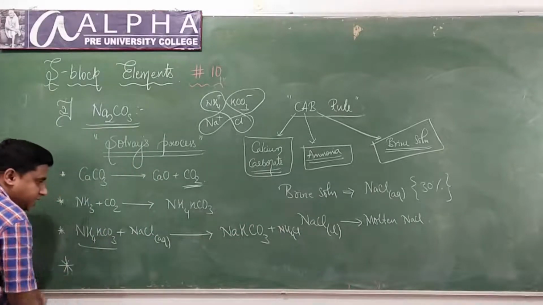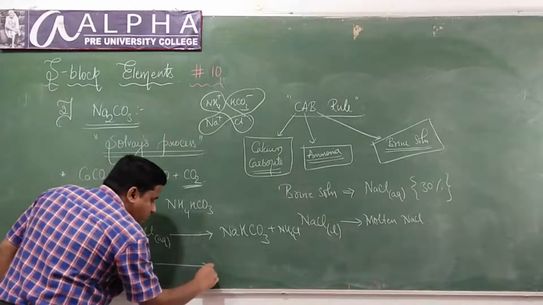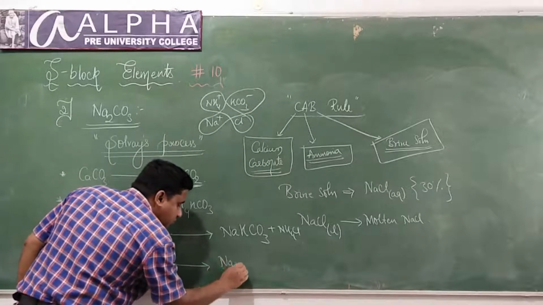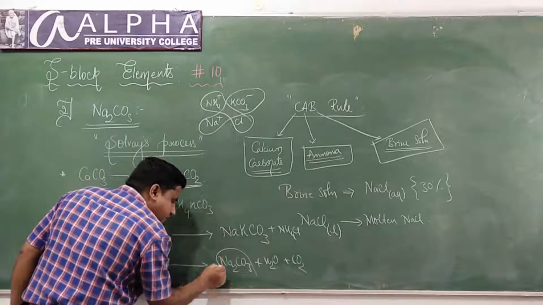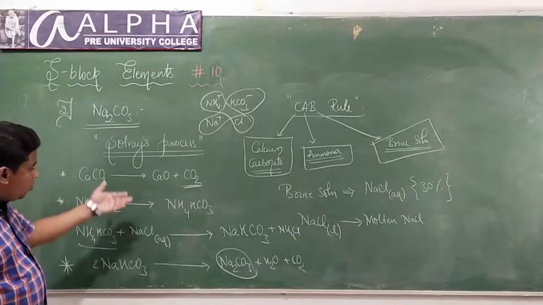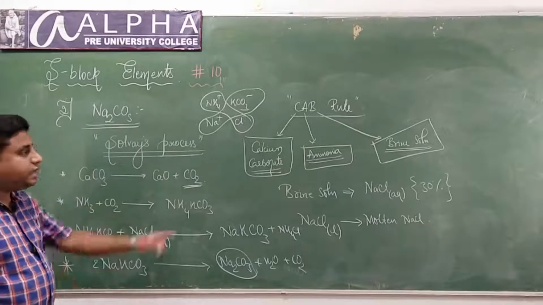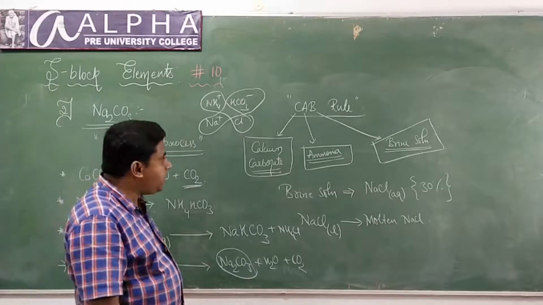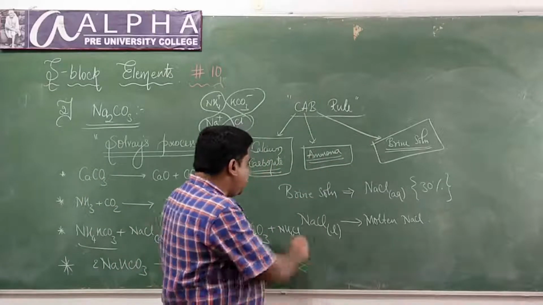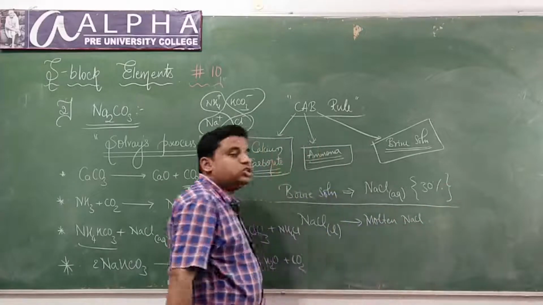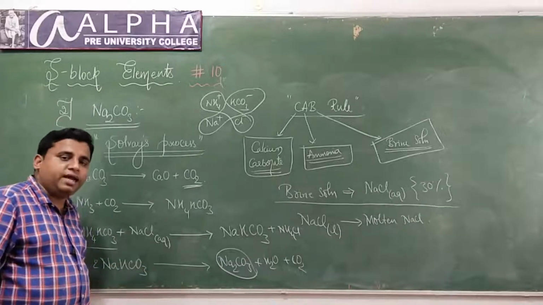Now in the last step, sodium bicarbonate decomposes to give sodium carbonate, water, and carbon dioxide. Look here, what did we get? We got sodium carbonate. This process is called the Solvay process. Which rule are you going to apply? CAB rule. C stands for calcium carbonate, A stands for ammonia, B stands for brine solution. By the way, what is brine solution? Aqueous sodium chloride solution. When sodium chloride is dissolved in water, that solution is called brine solution.